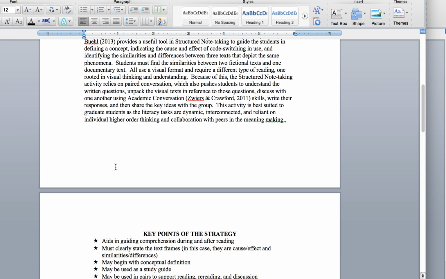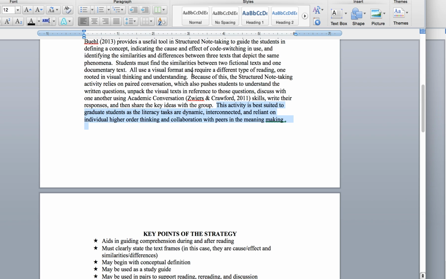Going through, and in my use of the structured note-taking, I also want you to be using academic conversation strategies and skills because it's something that we've talked about in the class, and of course, because you are graduate students, you can do multiple tasks at once. So in this case, this activity is best suited to graduate students, as the literacy tasks, the literacy demands are dynamic, interconnected, and reliant on individual higher order thinking and collaboration with peers in the meaning making.